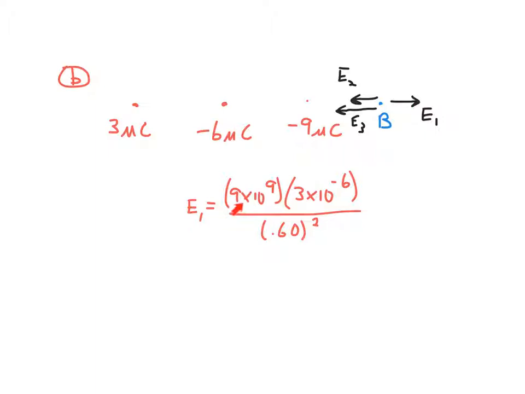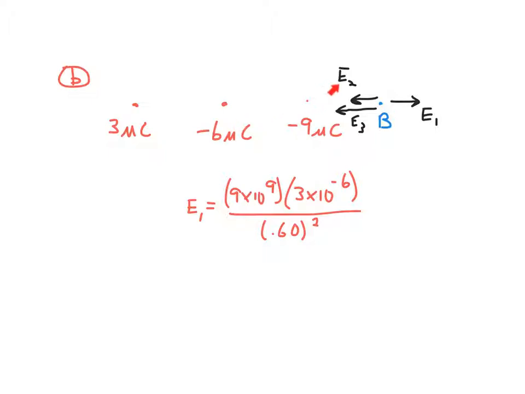It's K, the Coulomb's constant, times that 3 microcoulomb charge, divided by the total distance from the 3 microcoulomb charge to point B, which is now 60 centimeters, because the charges are 20 centimeters apart, and point B is 20 centimeters even further than the negative 9. So that would give you E sub 1. Then what you would need to do in this problem, I've got the directions already on here.